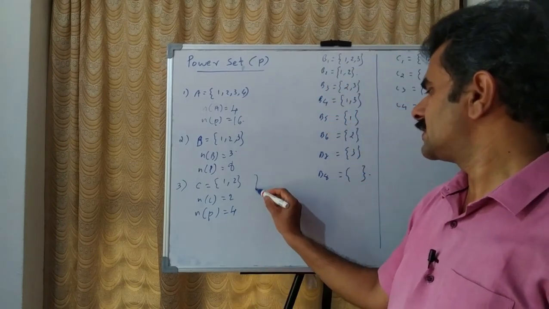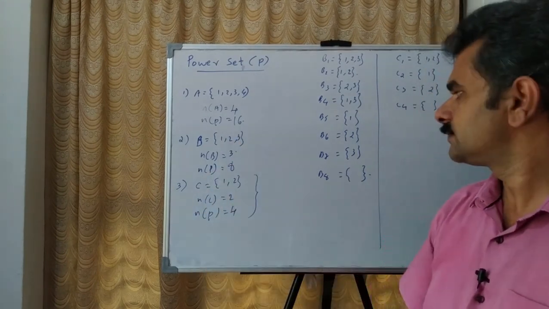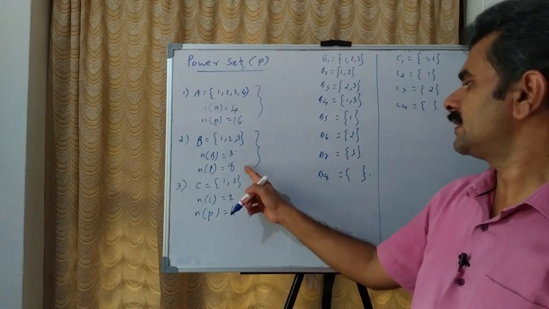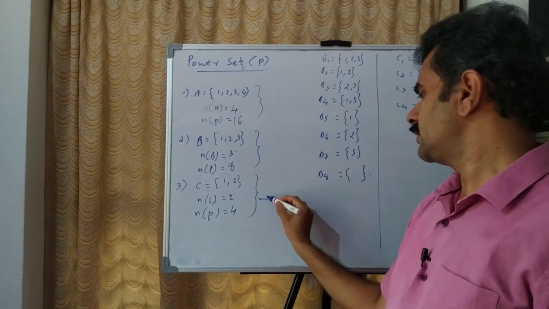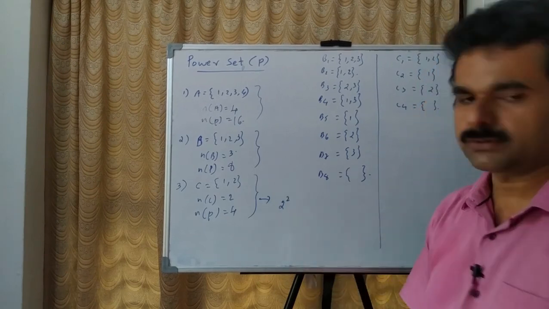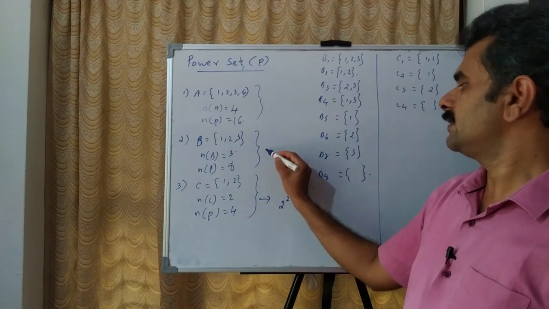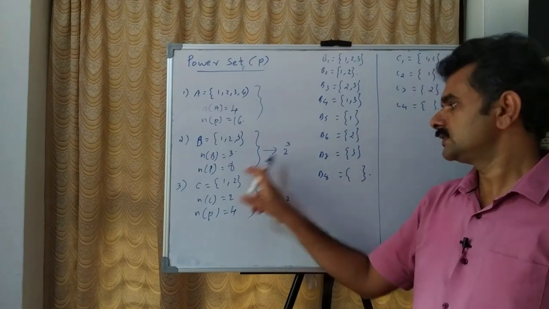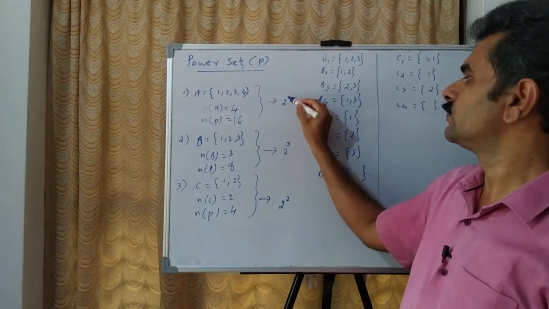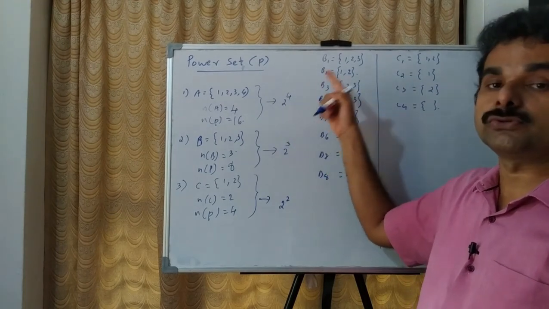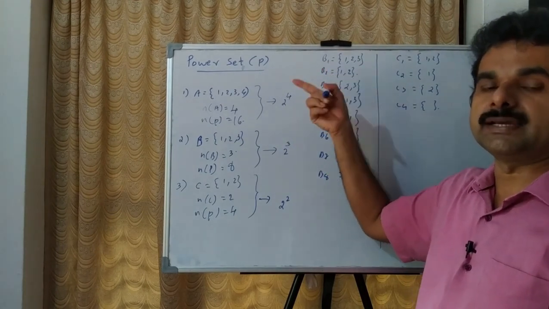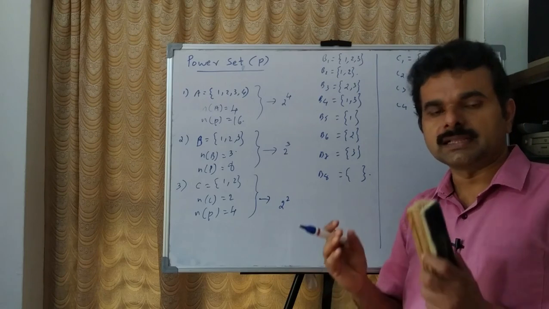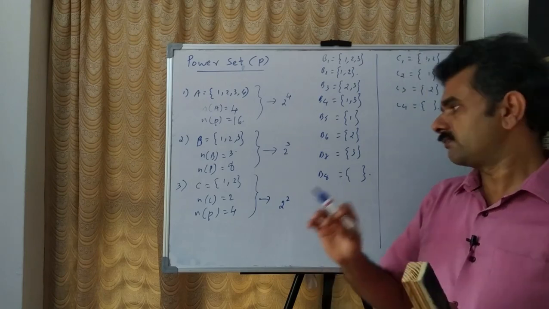So what is the trick or formula used here? Here 16, here 8, here 4. We know that 4 means 2 squared. 8 means what? 2 cubed, 2 into 2 into 2, 8. And what will this one be? 2 raised to 4. 2 into 2 into 2 into 2. 2 into 2, 4. Into 2, 8. Into 2, 16. Okay. So this is the trick used here to find the number of elements in the power set of a set.